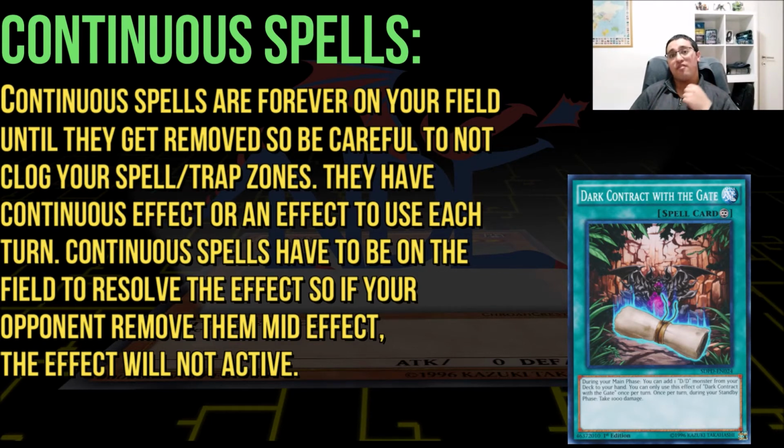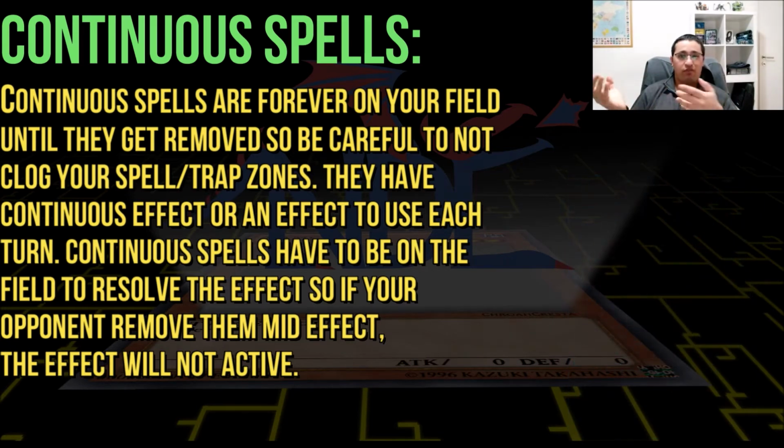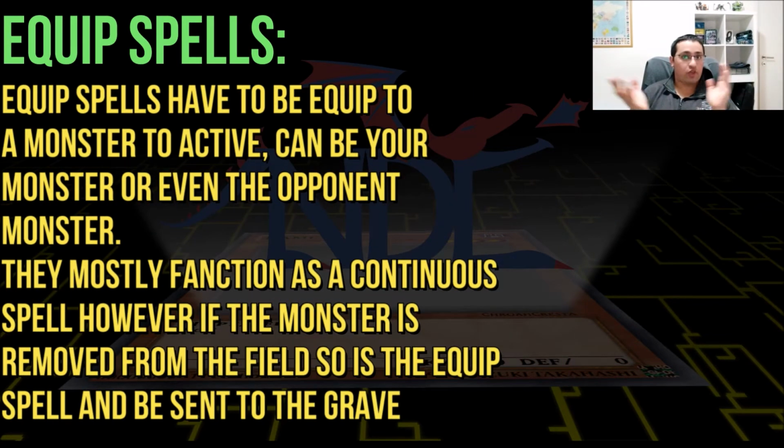However, continuous spells do have a particular weakness compared to normal spells. If your opponent removes them, either by spell or trap removal, or with a particular card that can do that, in mid-effect, the effect will not resolve, because the card needs to stay on the field to let the effect resolve. To help you understand, for example, with Dark Contract with the Gate, if my opponent activates a card like Mystical Space Typhoon and destroys it from the field once I search, I basically don't get the search. That's pretty much how continuous spells work.